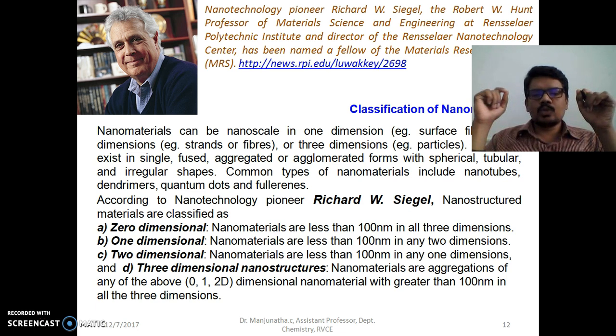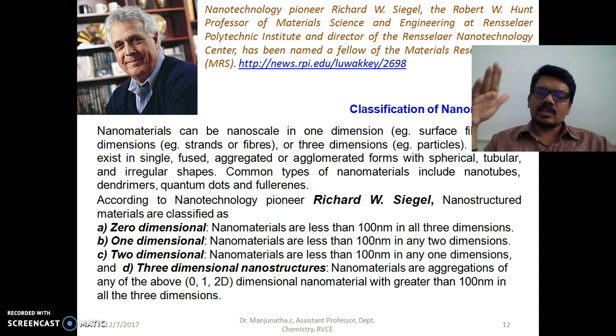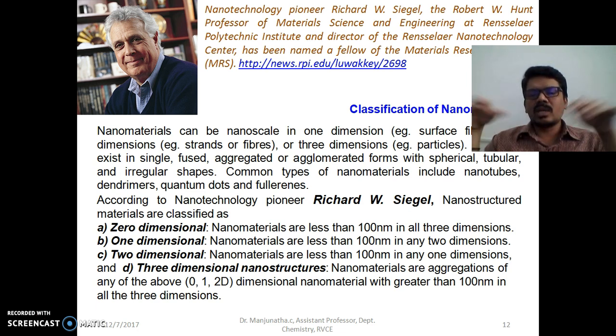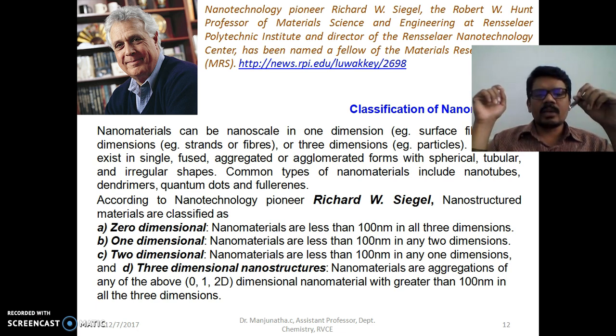And the second type is one-dimensional nanomaterials. These are the materials which are less than 100 nanometers in any two dimensions. In one dimension, they have grown beyond 100 nanometers, and they are called one-dimensional nanomaterials.